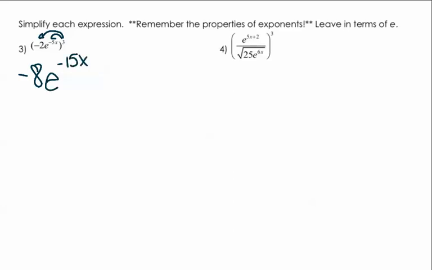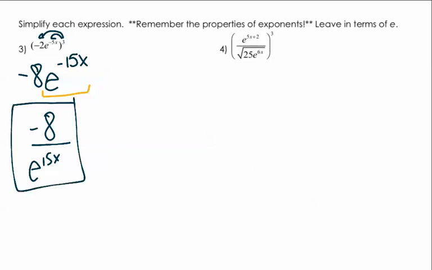And then remember that we can't have any sort of negative exponents, so I'm going to move this entire e to the negative 15x into the denominator, because that's the only piece that's negative. The negative 8 is going to stay in the numerator, and then I'll have e to the 15x in the denominator. And that would be my final answer.